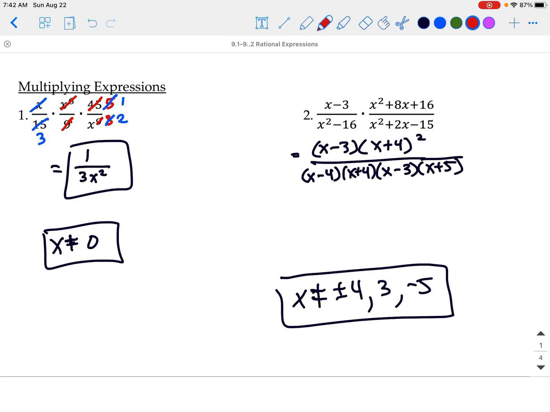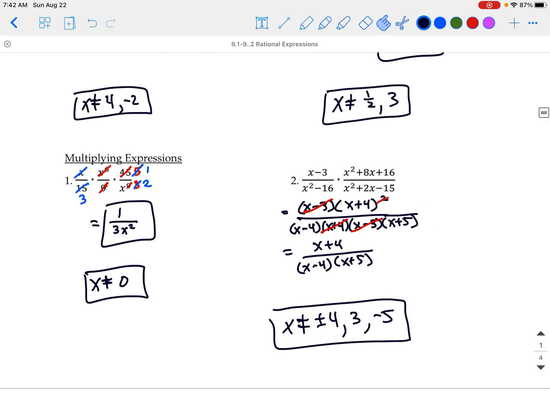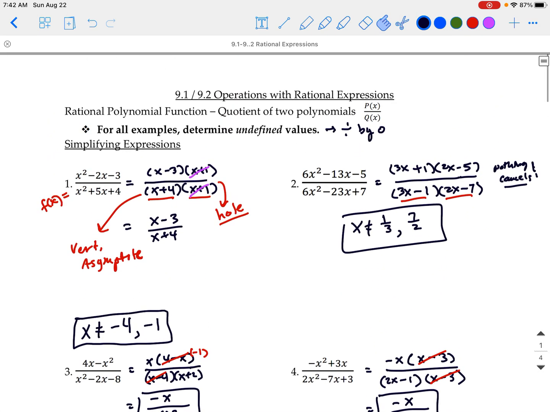And now we'll do any canceling that we can. So we can cancel out an x minus 3. We can cancel out an x plus 4. And that's it. So we're going to end up with x plus 4 over x minus 4 times x plus 5. All right, so that's going to be the first page of the notes here.